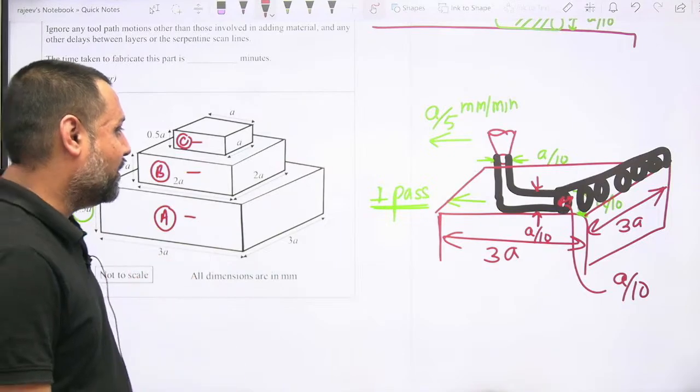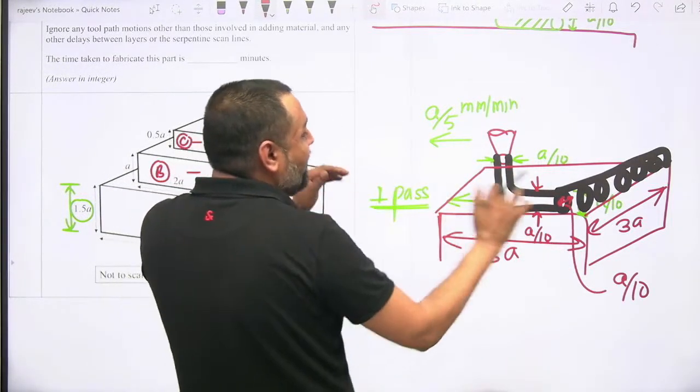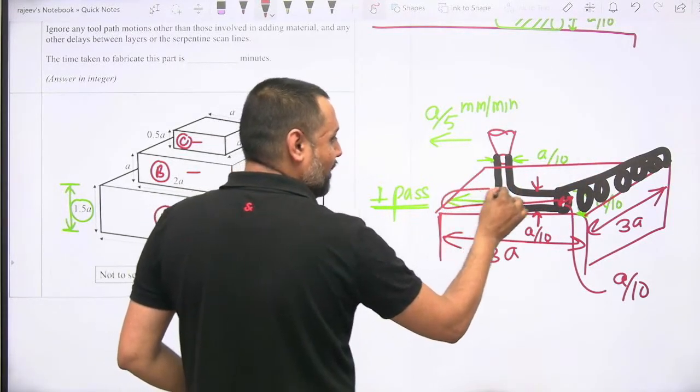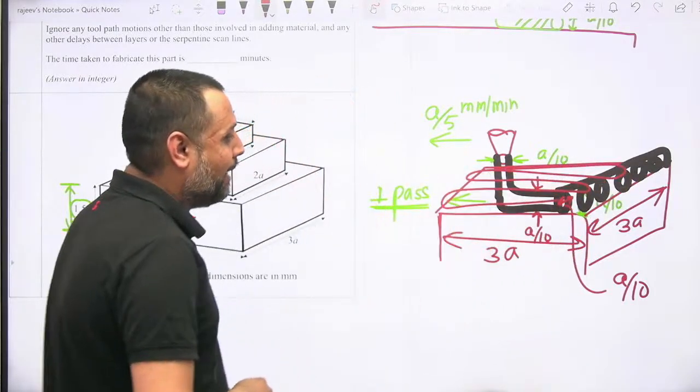So my dear students, you will have to do a number of passes. Like if you go from here to there, will come back, will form there, will come back, will form there, will come back, will form there. That's how it will happen.